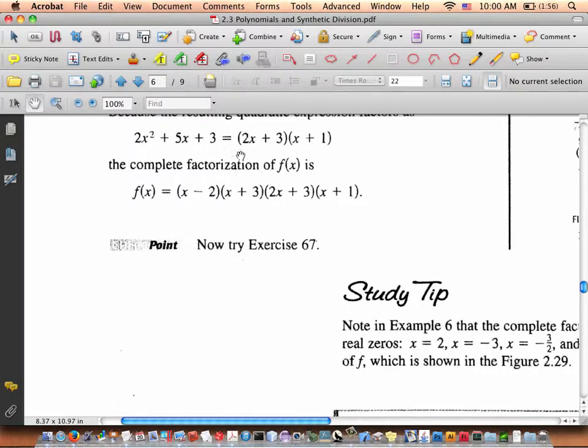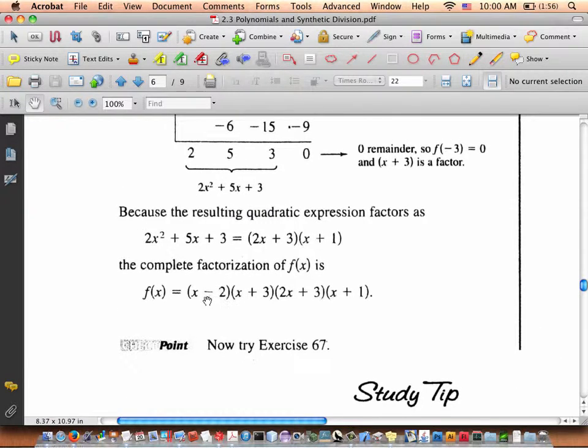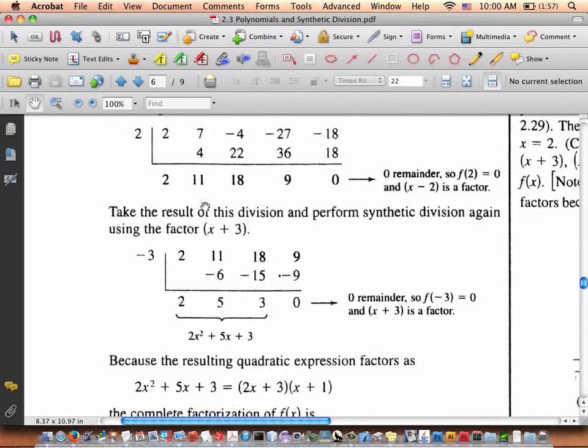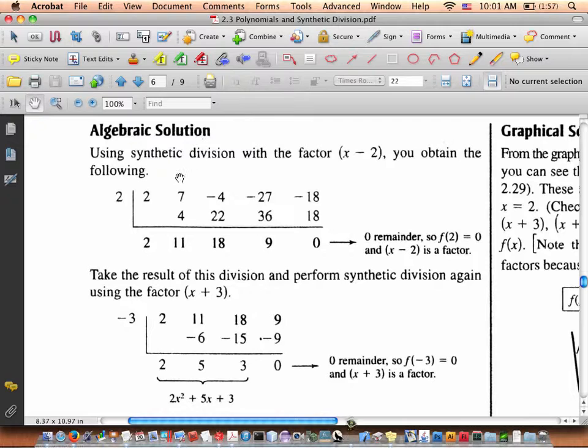Wait, why is it x minus 2 and x plus 3? Those are the two that we needed to show were factors of the function. Okay. But now, this is where I want you to make sure you're paying attention here.